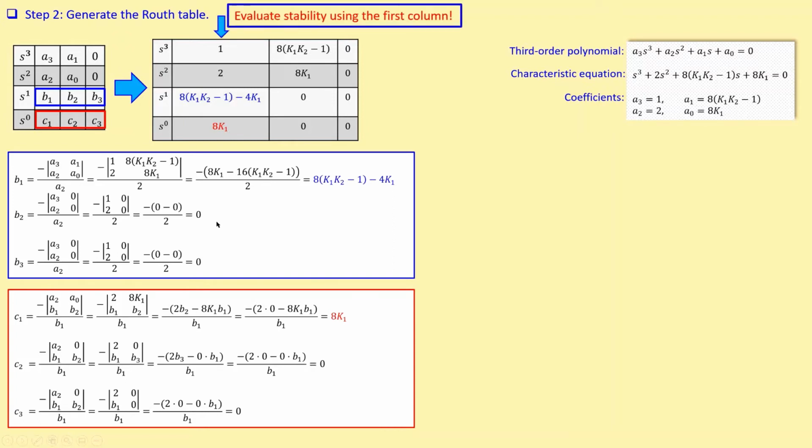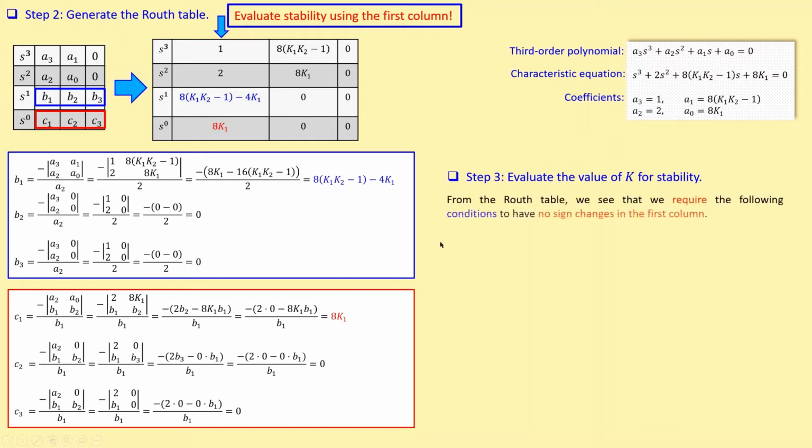Let's now check the situation in the first column and evaluate the stability. That means the following step: evaluate the stability for the values of K, so this is actually K1 and K2. What I need to check is that there is no sign change. If I don't want a sign change, it means there is a plus here, a plus, and this needs to stay positive, and this also needs to stay positive. So I have two conditions for this column.